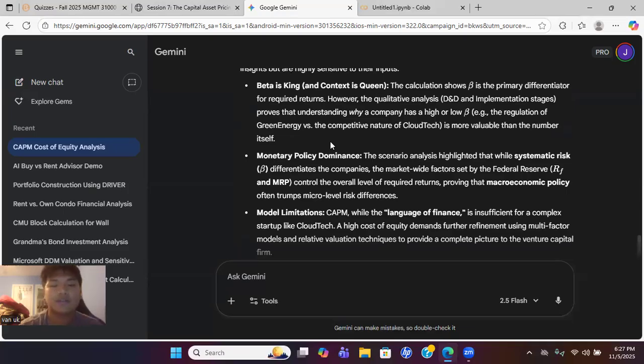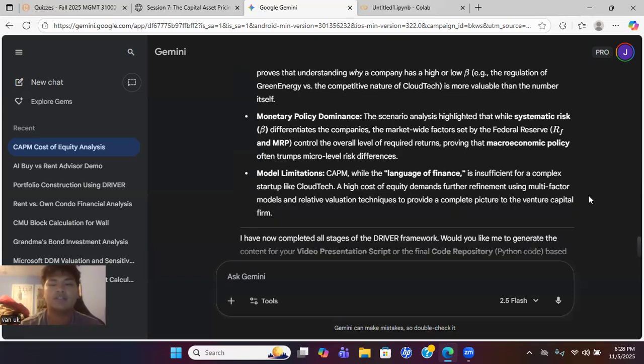So just to sum everything up here, beta is king, and the calculation shows beta is the primary differentiator for required returns. However, the qualitative analysis proves that understanding why a company has a high or low beta is more valuable than the number itself. And monetary policy dominance. The scenario analysis highlighted that while systematic risk differentiates the companies, the market-wide factors set by the Federal Reserve and MRP control the overall level of required returns, proving that macroeconomic policy often trumps micro level risk differences.